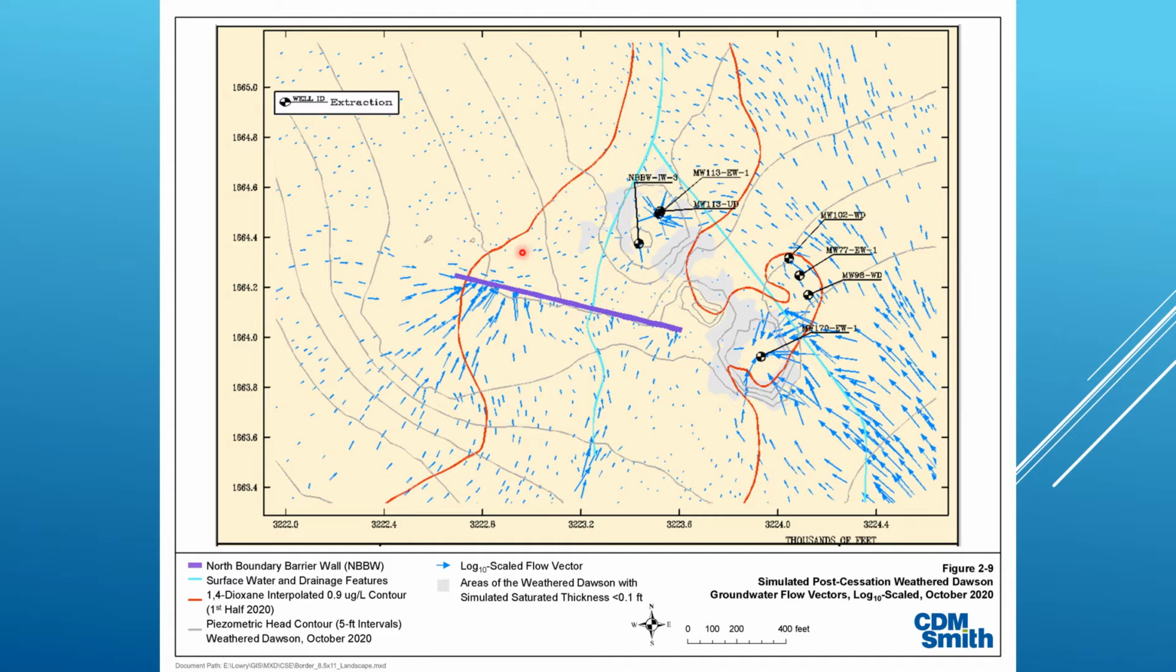Very little movement of groundwater occurs north of the barrier wall because the barrier wall cuts off flow in this area, or to the south of the eastern portion of the barrier wall because hydraulic conductivity in this area is very low.